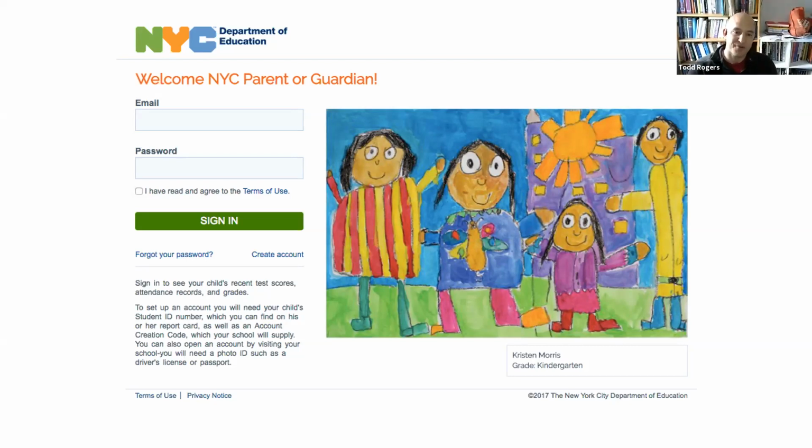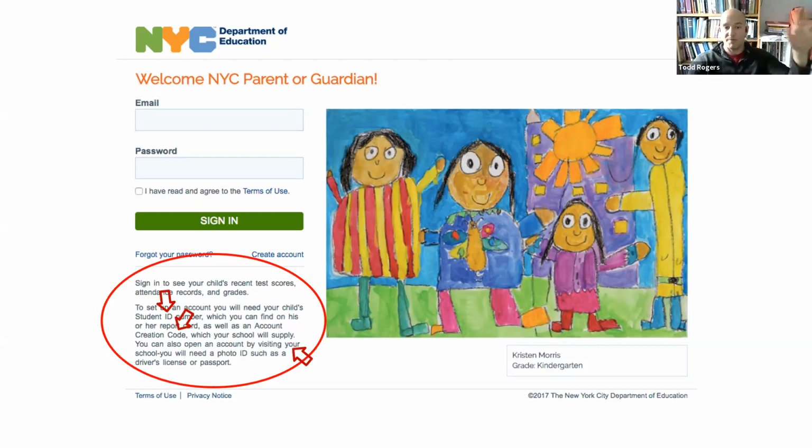But this is an example of what was a typical portal. It requires a student ID number to log in and an account creation code, which your school will supply. You can also open it by visiting your school, but you'll need a photo ID like a license or a passport just to log in. It's an incredibly high friction way to share this information with families. What I'm going to soon illustrate is how simplifying, reducing friction, making things easier makes people much more likely to do them. Maybe that sounds obvious, but let me show you an example.